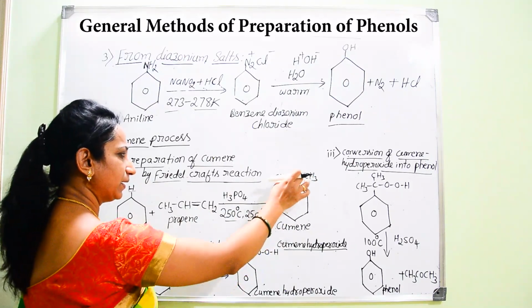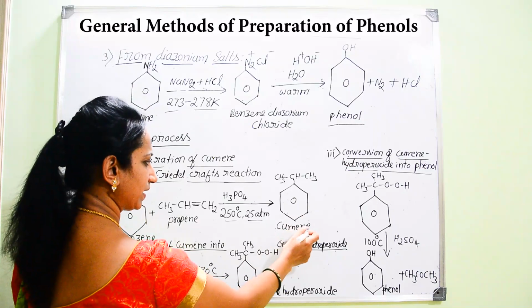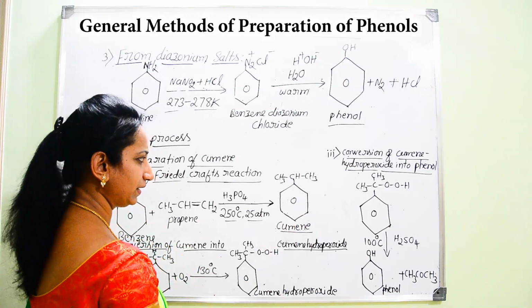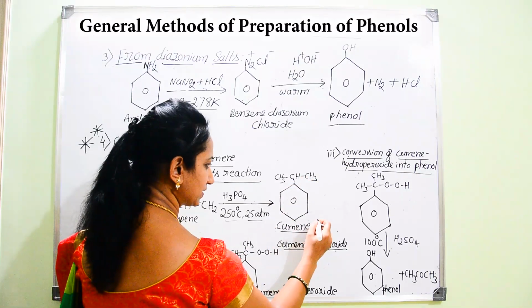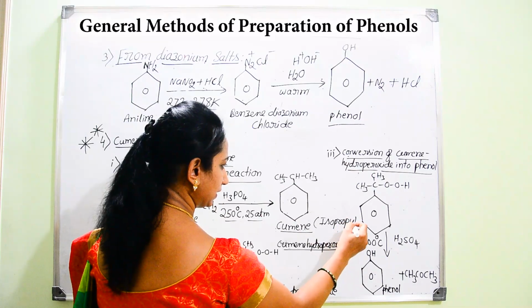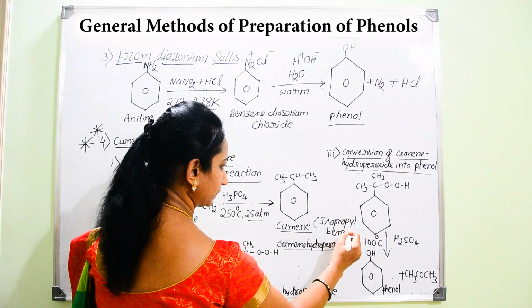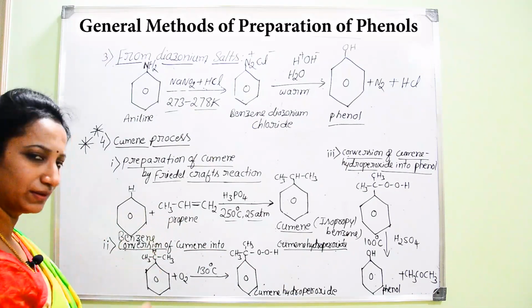That is why here the propyl group is directly attached to this benzene ring. It is named as cumene. Cumene is nothing but isopropyl benzene. Once you get this cumene formation, we can go for the next step.